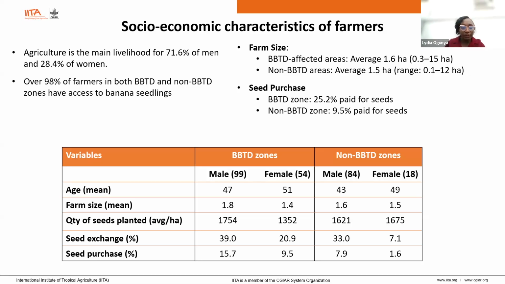We also see the socioeconomic distribution. The women were slightly older than the men. We see the farm size, and then the average seed planted per hectare. We notice that the male had more access to the quantity of seed planted compared to the women. And that's to tell us that there's a gap in the access to planting materials comparing the female banana farmers and the male banana farmers. And then for the seed exchange, we notice that seed exchange is the norm in the region because we have a higher percentage of farmers involved in seed exchange compared to the farmers involved in purchasing of their planting materials.